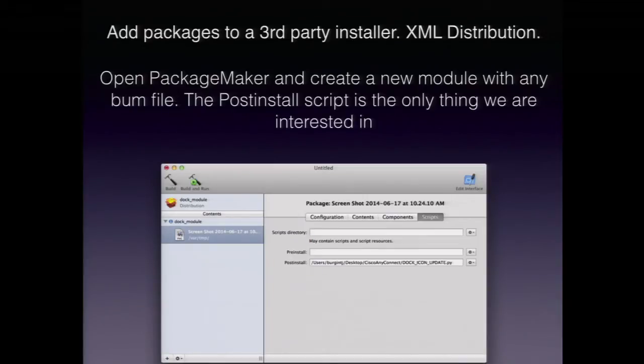Basically, in Package Maker, you always have to install something, even just to run a script. You can't really make a payload-free module, at least I don't know how. So I just put a screenshot in there just for the example here. And then what we really are after is running this post install script. This post install script we'll define later, but it's the thing that basically does the doc update for us. So you go ahead and build this in Package Maker.